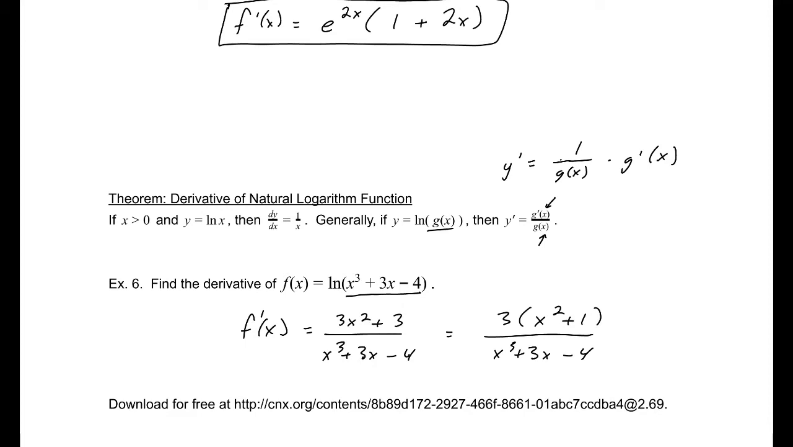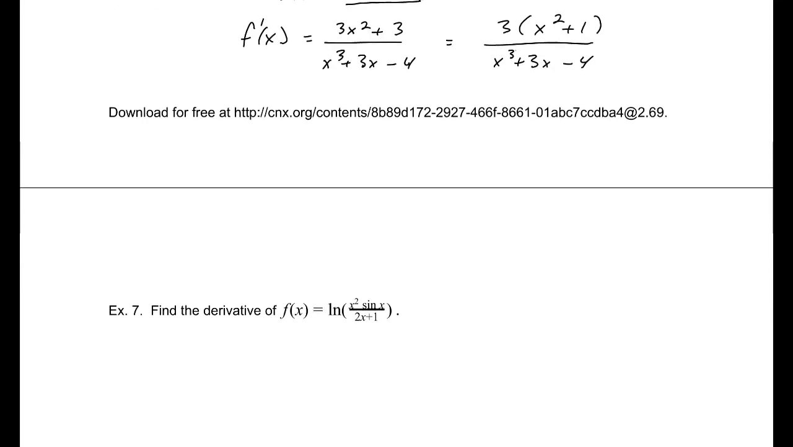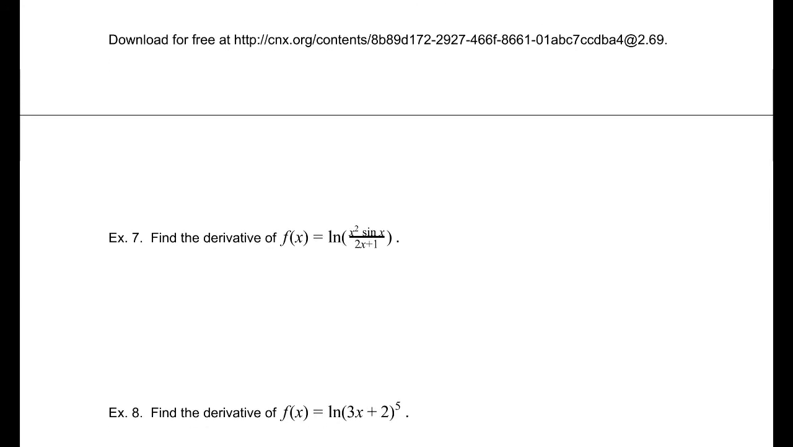Let's make that a little bit better. Now, because x squared plus 1 is a sum of cubes, it does not factor over the real numbers, so we can just leave that as our derivative right there. All right, number 7. Find the derivative of natural log of x squared sine x over 2x plus 1.